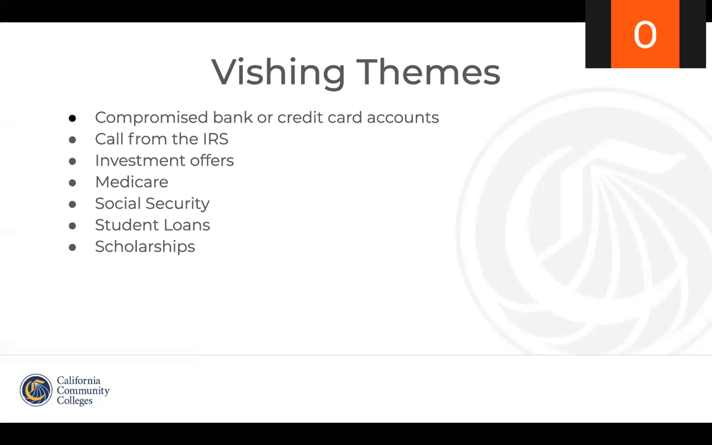As with phishing emails, vishing calls also take advantage of a victim by making urgent requests. Common themes of vishing targets include compromised bank or credit card accounts, calls from the IRS, investment offers, scams that involve government services, so Medicare and Social Security are two, and then scams that involve student loans and scholarships are also pretty common.